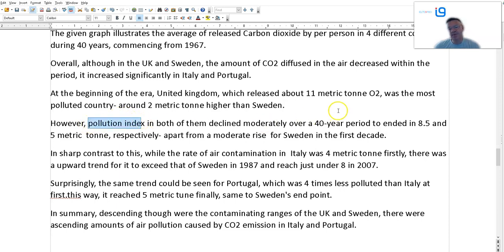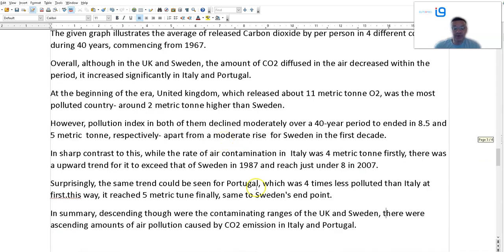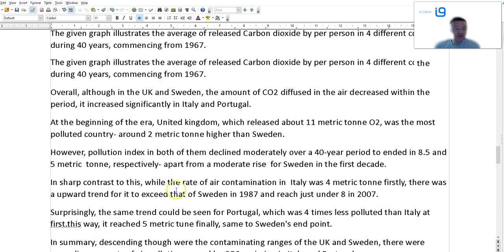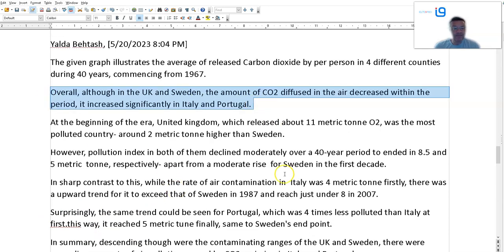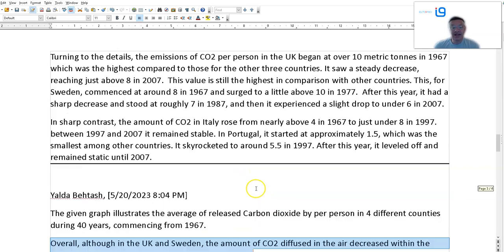Pollution index, right? So air contact, right. It's obvious what the author's done here. In terms of identification of what the things are, but you've got contamination, polluted, contaminating ranges. It simply says emissions. Make it that and nothing else. Okay? Surprisingly, why is it a surprise? In summary, it's not a summary. There's no conclusion. You do your overview here. So, emissions. It's not diffusing, it's not releasing, it's emissions.